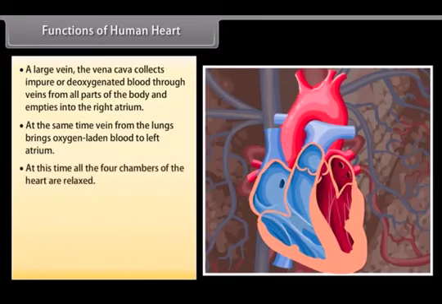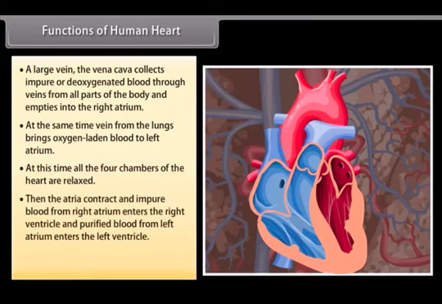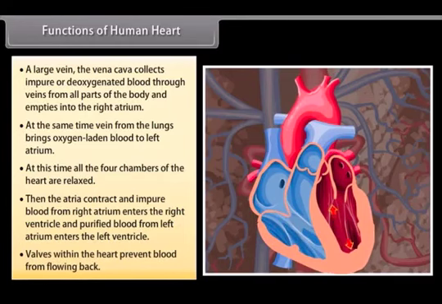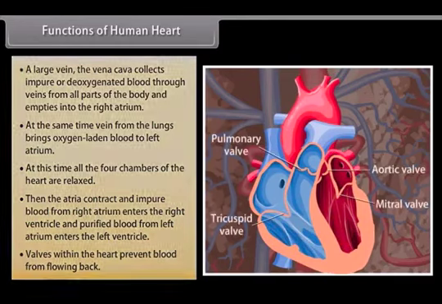At this time, all four chambers of the heart are relaxed. Then the atria contract and impure blood from the right atrium enters the right ventricle and purified blood from the left atrium enters the left ventricle. Valves within the heart prevent blood from flowing back.